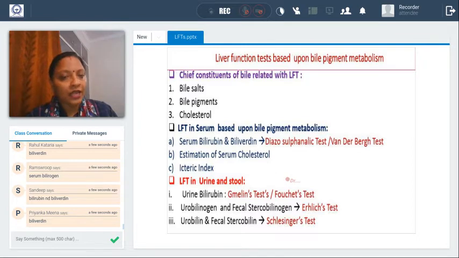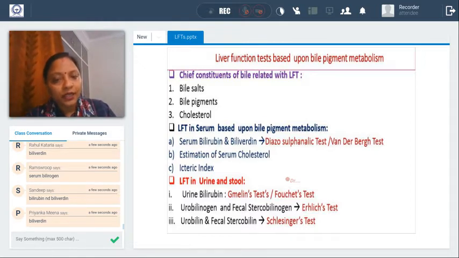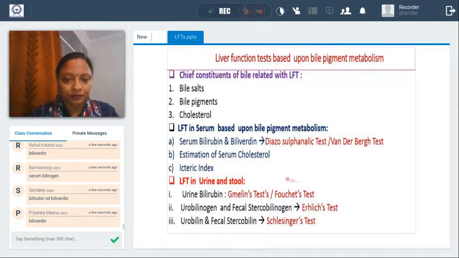And for LFT in urine and stools, urine bilirubin: Gmelin's test and Fouchet's test. These are the two tests which are very important for diagnosis of bilirubin in urine. We will study these tests in practicals. Urobilinogen and fecal stercobilin by Ehrlich's test, and urobilin and fecal stercobilin by Schlesinger's test.